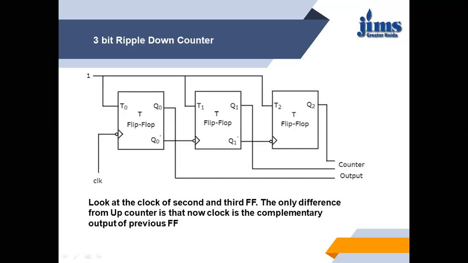Here I have used a 3-bit ripple counter. So the design is simple. Look at the clock of the second and the third flip-flop. The only difference from the up counter is that now the clock is the complementary output of the previous flip-flop. In the up counter, Q0 and Q1 act as a clock. In the case of the down counter, Q0 bar and Q1 bar will act as a clock. That is the only difference between an up counter and a down counter, and it will be much easier when we see the timing diagram of this counter.